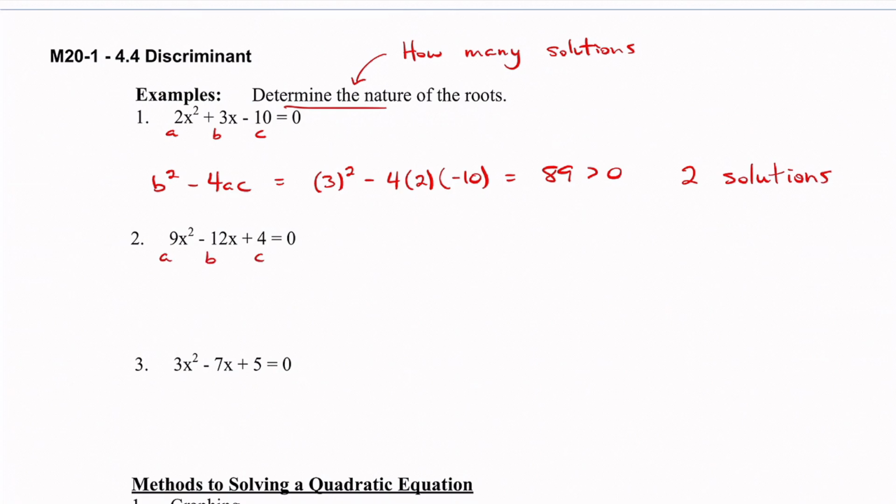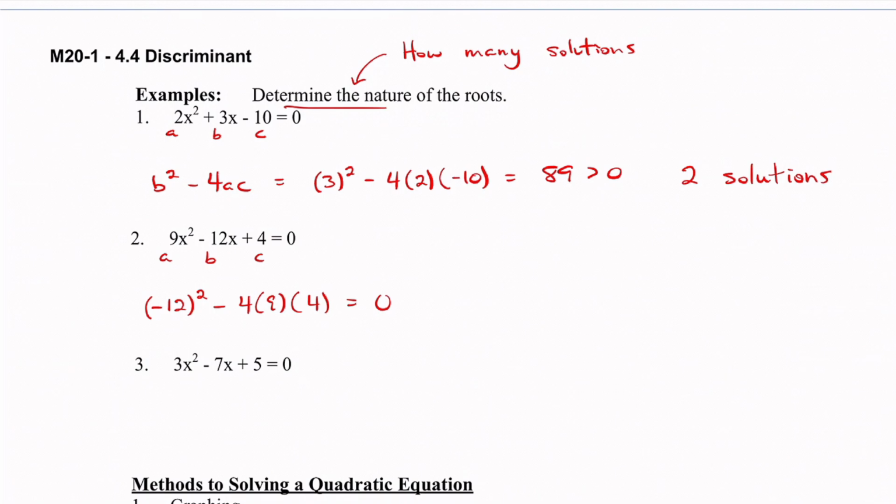And if you wanted to try to do this one on your own, you could try it. So again, it's B squared, so that's minus 12 squared. You got to be careful of squaring the negative. Minus 4 times A. A is a 9, and then times C, which is a 4. Throw that in your calculator, and you end up getting 0. So that means we're only going to get 1 solution.